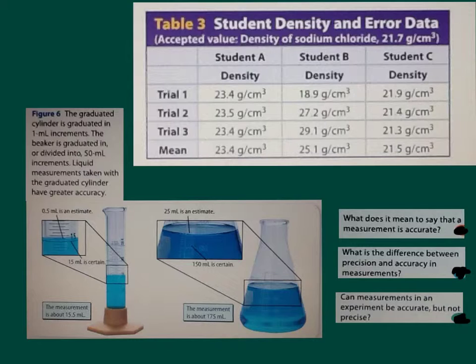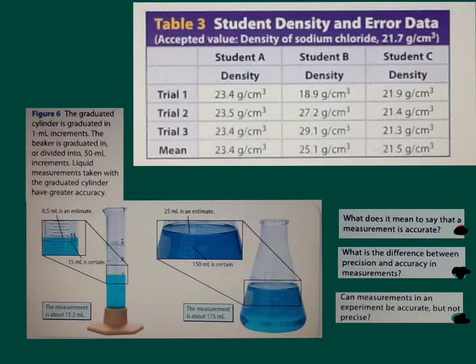Student C's measurements are the most accurate because they are closest to the scientifically accepted value. If you take a look, accepted value right there. So student C's information is the most accurate because it is the closest to that accepted value. Student B's measurements are neither precise nor accurate. They are not close to each other or to the acceptable value. So if you take a look, student B's information is all over the chart. So they are not accurate and they are not precise.